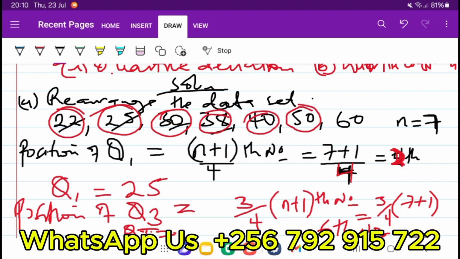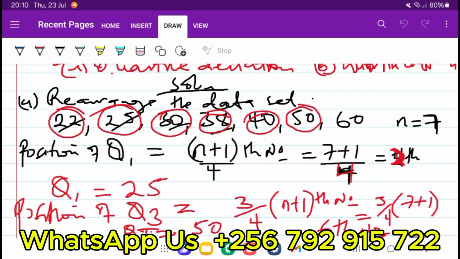It's a 50. So the Q3 is actually 50, because 8 times 3, we got 24. Divided by 4, that gives you 6. And the 6th number is 50.